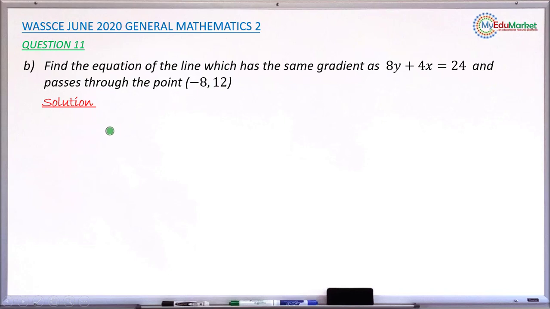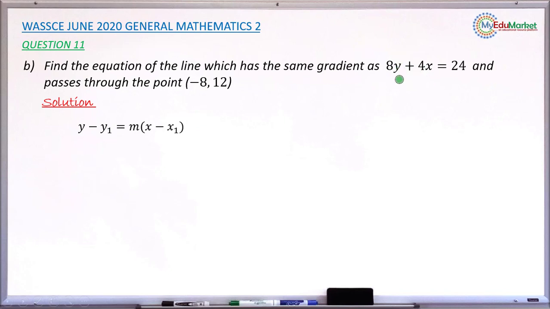So we're going to employ the point slope formula, and that formula says y minus y1 equals m times x minus x1, where m represents the slope of the line and x1, y1 will be the coordinates of one of the points on the line. So we now move ahead to find what will be the slope of the line.